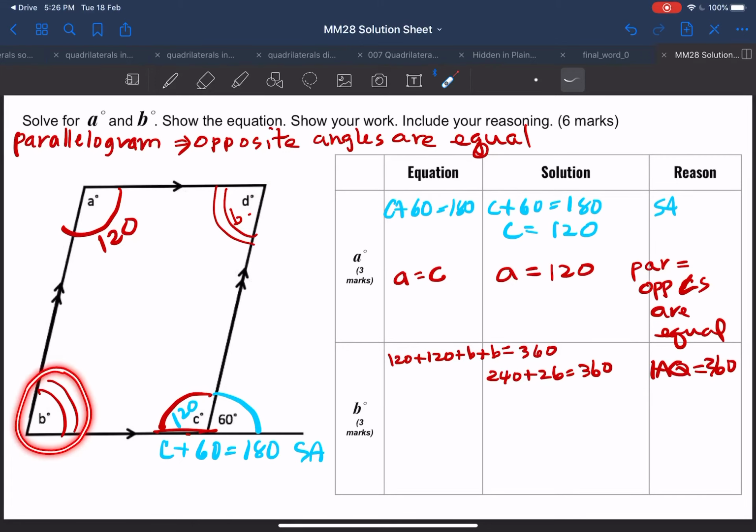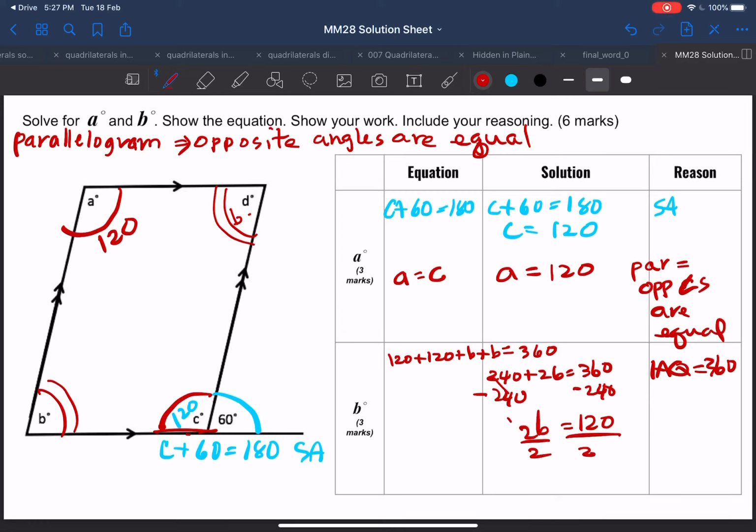So I can just say this is B and I can rename D to B because they are the same. Or you can make B into D, whatever. But they are congruent. They are the same, okay? That's why you ended up with 120 plus 120 plus B plus B, internal angles of a quadrilateral. So you have minus 240 on both sides, so 2B is equal to 120, divided by 2, B is equal to 60. And the reasoning is internal angles of a quadrilateral.